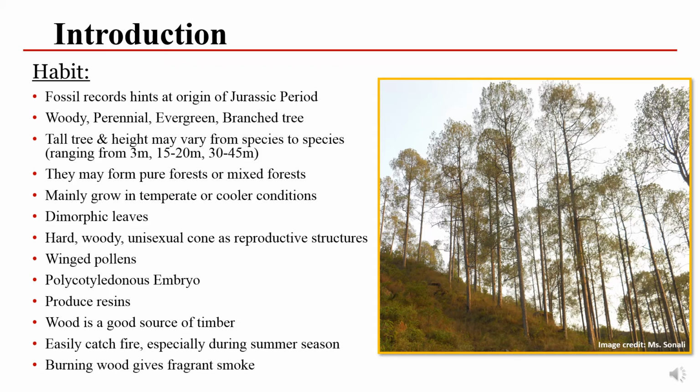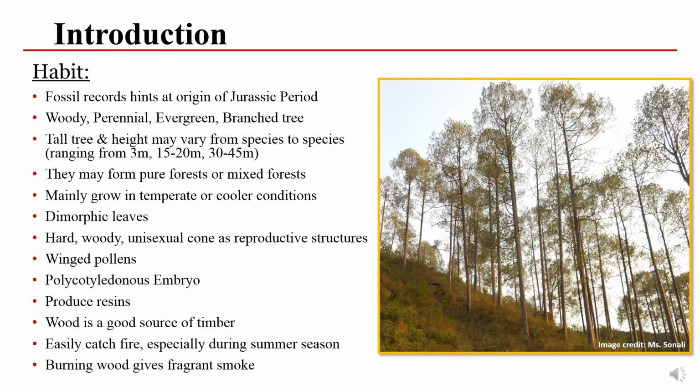They occur as pure forests of pinus trees only, as well as mixed forests, that is, they occur along with many other types of trees or plants which may or may not be gymnosperms. They are mainly found in colder conditions, especially temperate regions. They bear two types of leaves, that is, exhibit dimorphism, and they are scale leaves and foliate leaves.